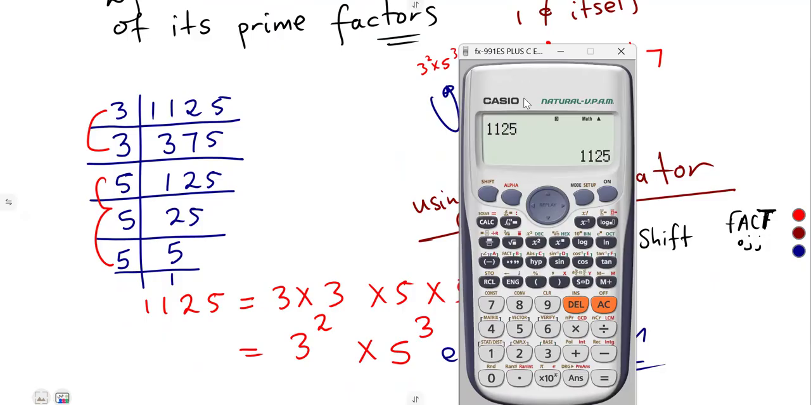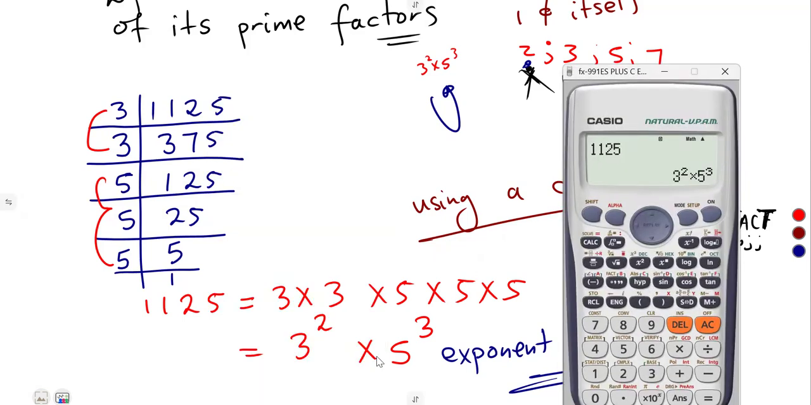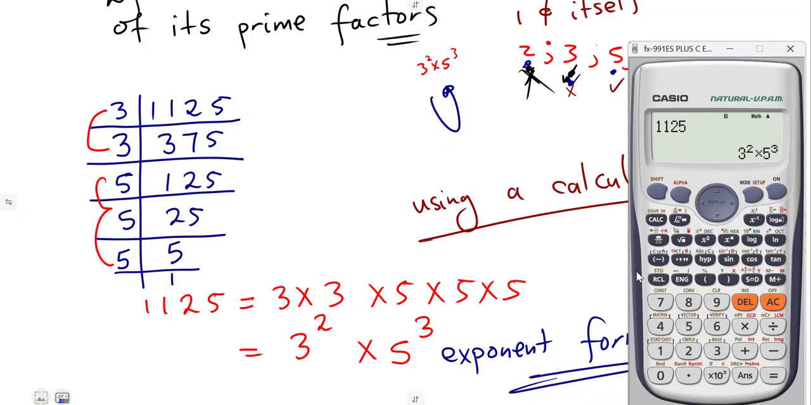1125 is equal to, then shift fact, just like that. Same answer. So you can use a calculator as verification, just like that. All right.